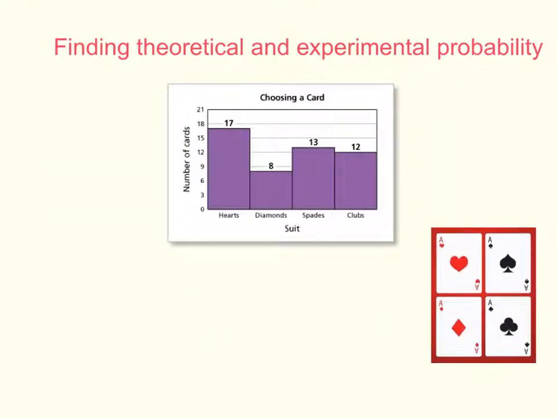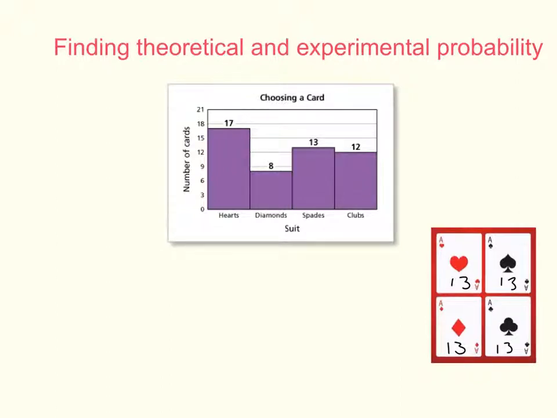So let's take a look at finding the theoretical and experimental probability when drawing a card out of a deck. In a normal deck of cards there are 4 suits. We've got hearts, spades, clubs, and diamonds, and there are 52 cards in a deck of cards. Each suit has 13 different cards of that suit in a deck, and that's a total of 52.